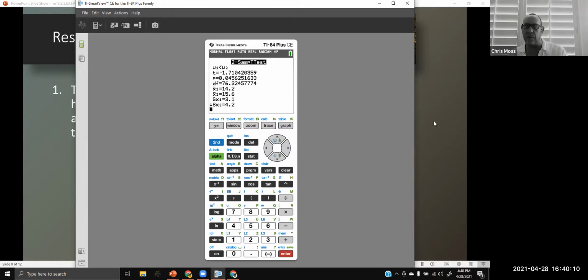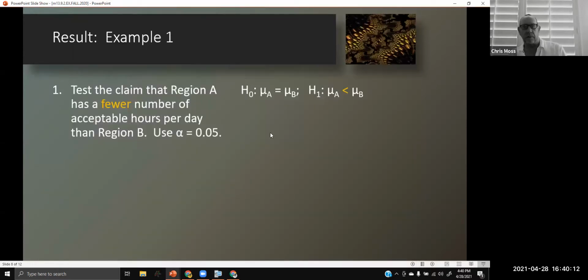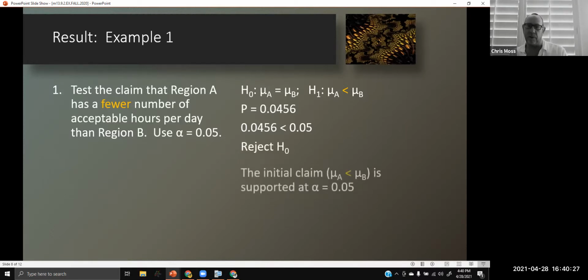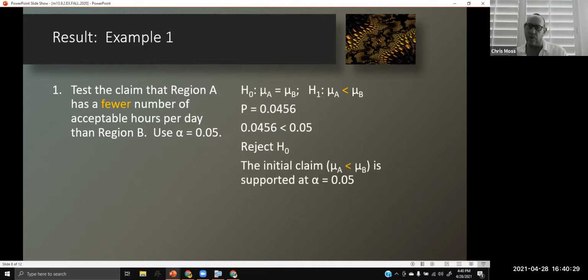So with that particular p-value, I can compare that to the level of significance of 0.05. It's less than the 0.05. We're going to reject the null hypothesis. The initial claim is supported at the 0.05 level of significance. So clearly region A has less acceptable hours per day than region B.